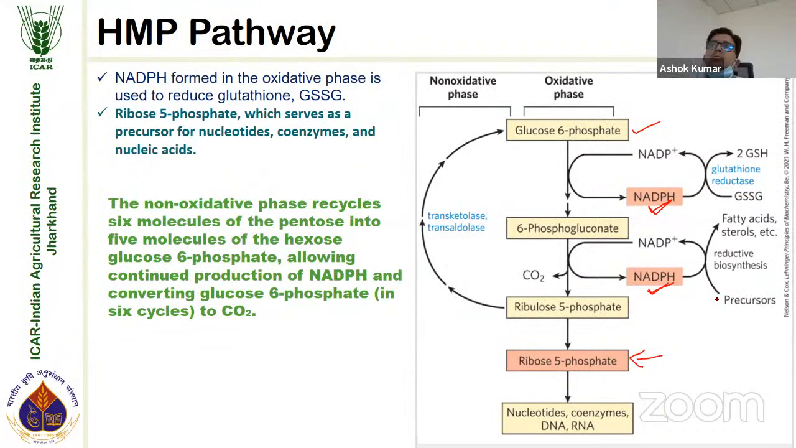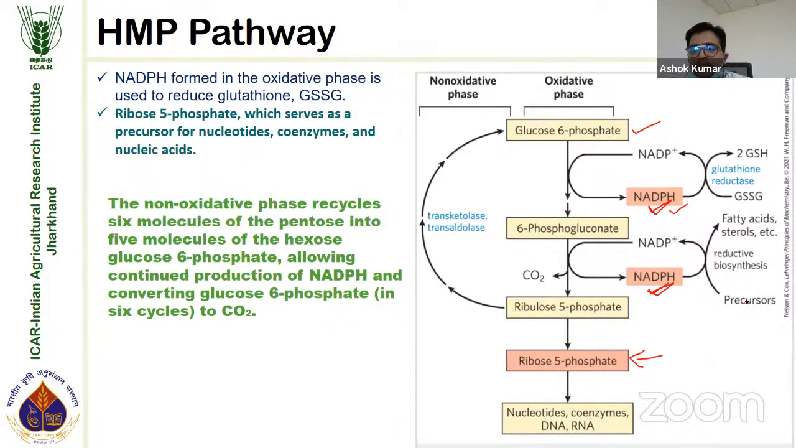Now how will a reductive environment be maintained? So this NADPH will be formed there, so the NADPH to NADP plus ratio will be higher in those compartments. In order to maintain that ratio, this pathway is being carried out.